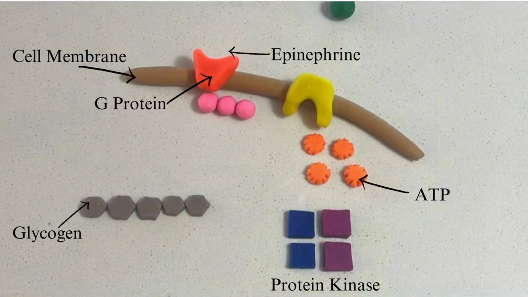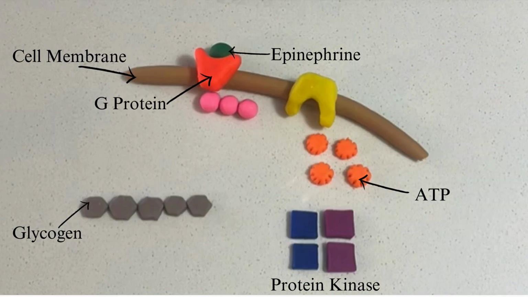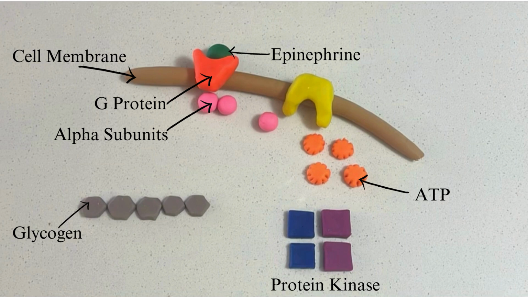So when epinephrine is released, it travels all over your body within seconds, meeting with thousands of cells. Here's an example of what happens within one of those cells. Our first step is reception, as our epinephrine molecule binds to the receptor of our G protein. Then the second step, transduction, begins, as the G protein will release an alpha subunit.